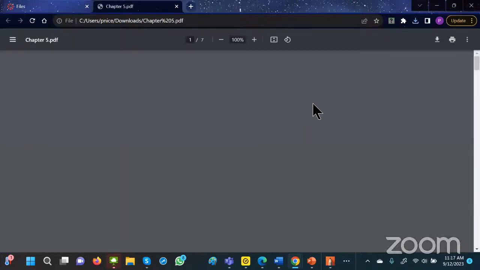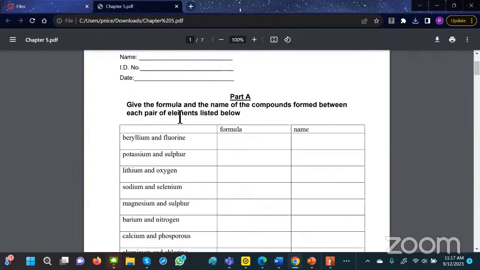Okay, so the question says, give the formula and the name of the compounds formed between each pair of the elements listed below. So we're talking about binary ionic compounds in all of these questions right here, right? So in the first column, you're supposed to give the formula, and then in the second column, you're going to give the name. So the first one here is beryllium and fluorine.